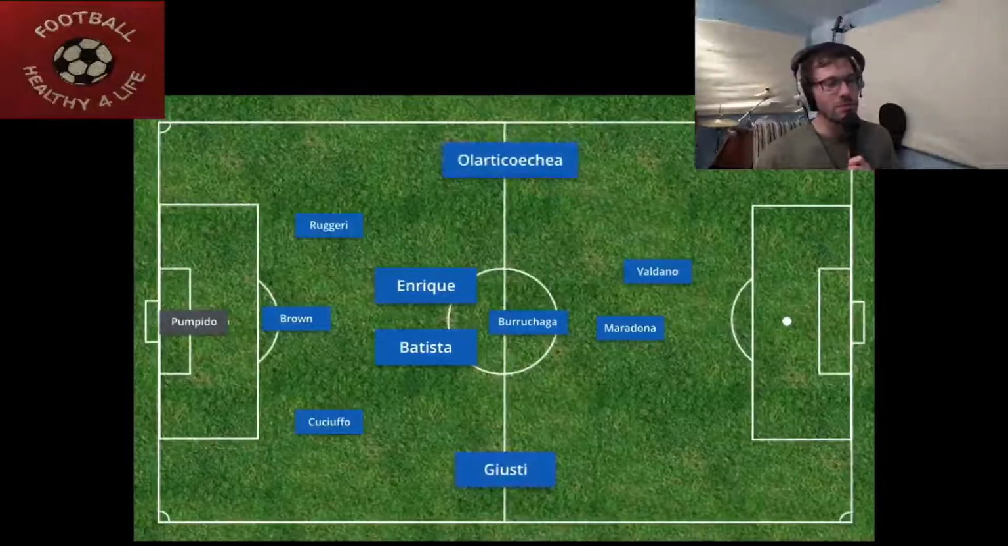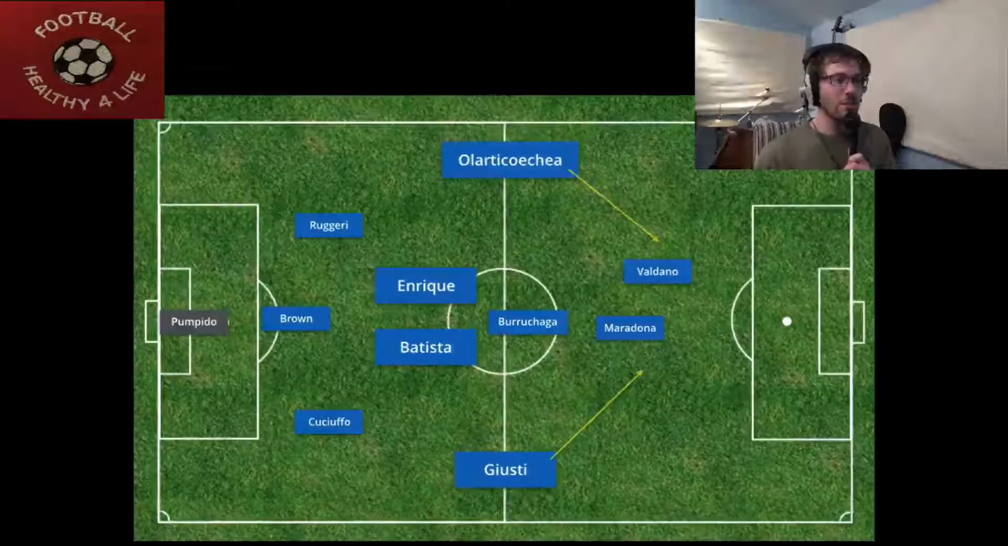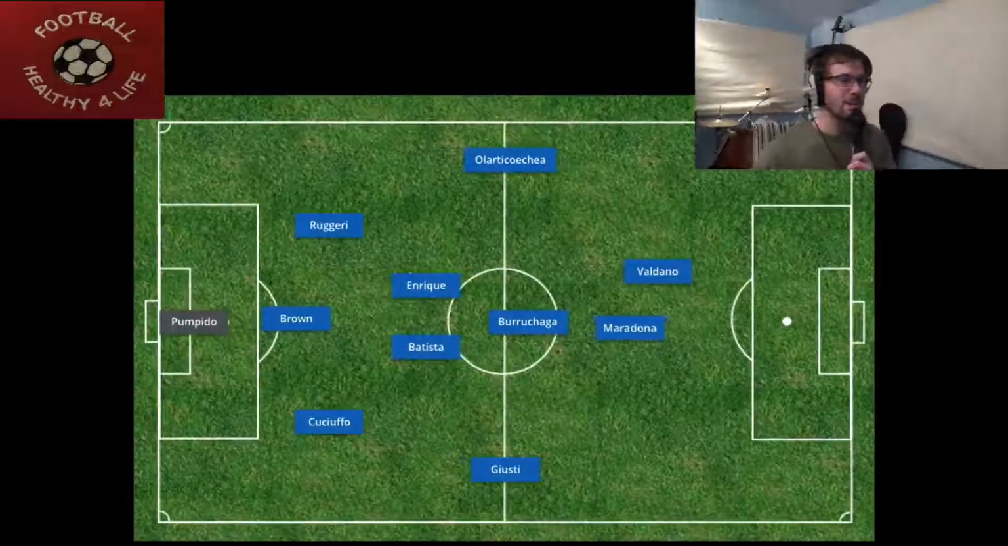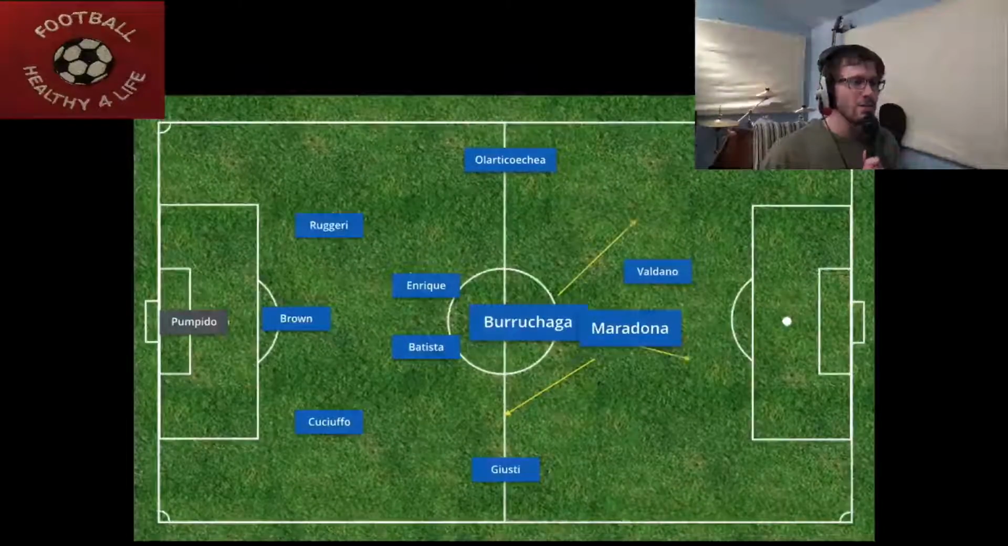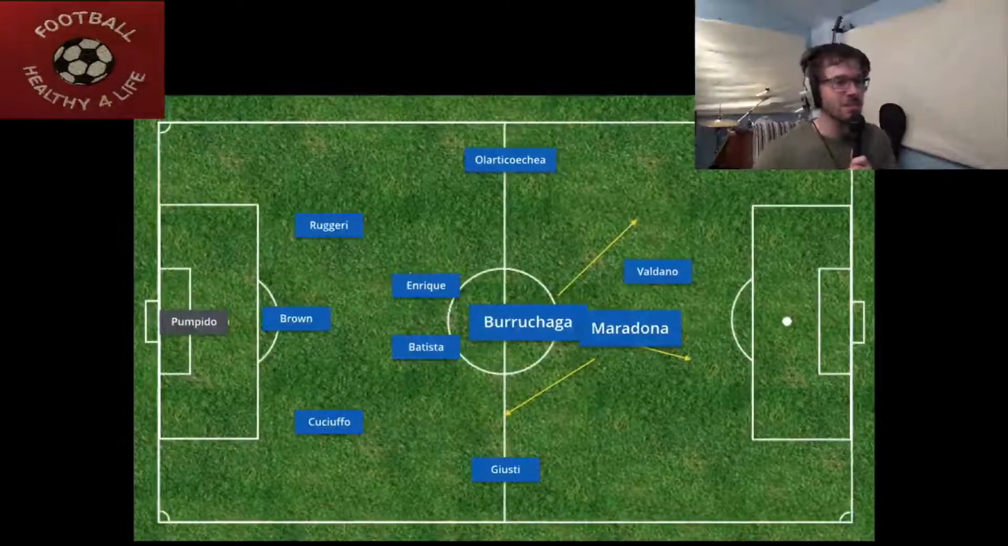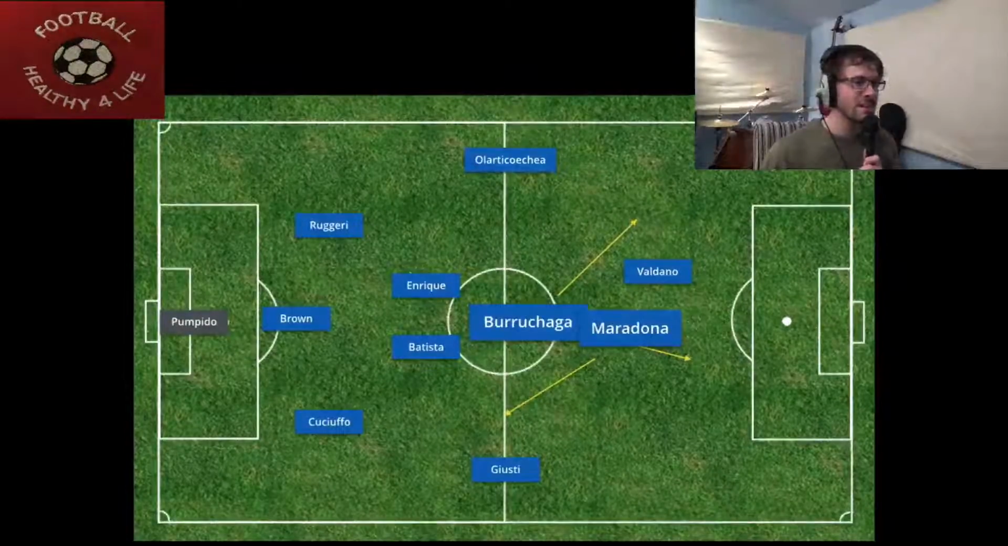Now we want movement from the wide players. In this example they're moving in rather than straight down the line. Maradona was a brilliant mover off the ball, and you can see his movement. If he drops back, then it leaves Burruchaga some space to move forwards. Again, just getting the opposition thinking.